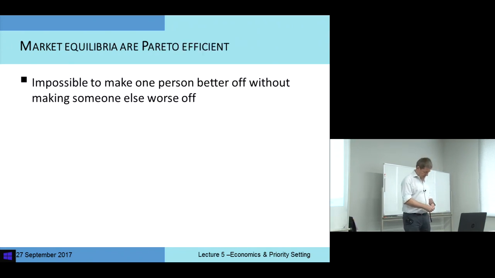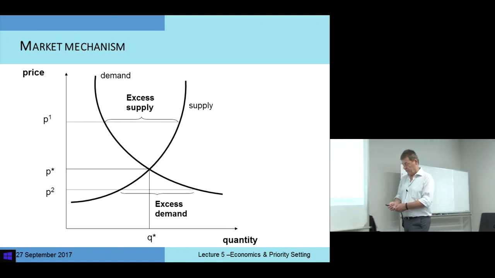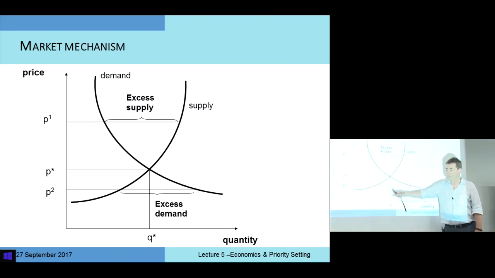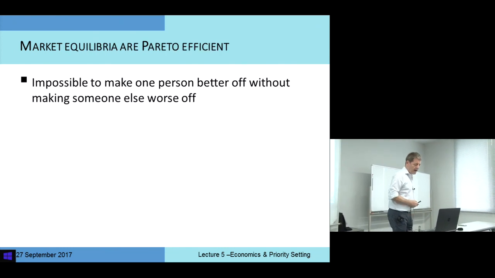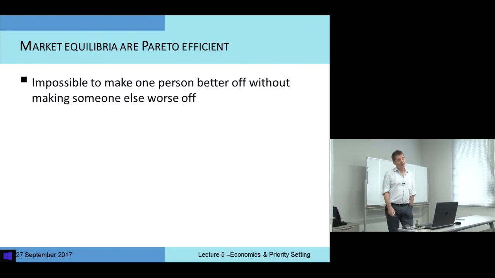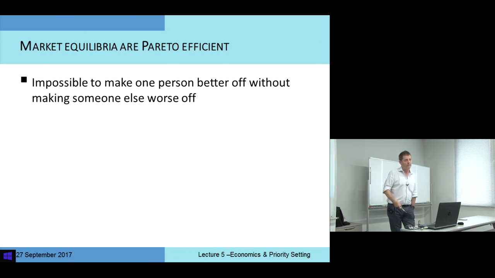Now these equilibrium points are what we call Pareto optimal or Pareto efficient. Jargon doesn't matter. The meaning is this: if we're in this market equilibrium, it's impossible to make one person better off without making someone worse off. That's what we mean by Pareto efficient. Impossible to make one person better off without making someone worse off.